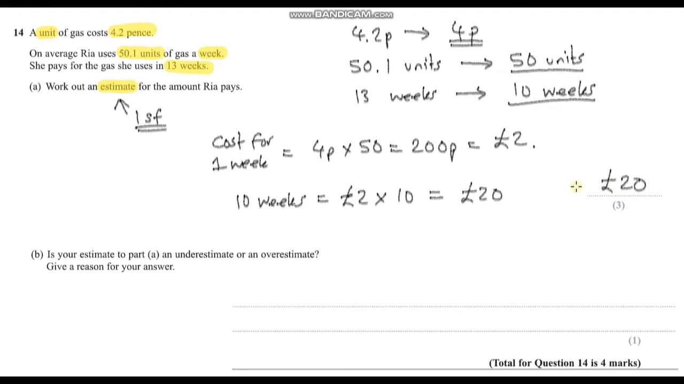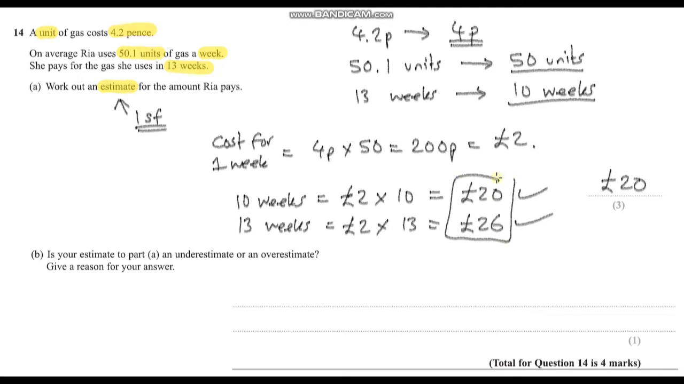Now, just one thing that I need to point out is the answer is within a range. So if you put something else that's not exactly 20, you might still get the marks. For example, if you didn't round the number of weeks from 13 to 10, if you kept it at 13 weeks and did 2 times 13 to give you 26, that would also be fine. So both of these answers are fine, and if you've got anything in between these two answers, you would also get the marks. But anything less than 20 or greater than 26, you wouldn't get the full marks.